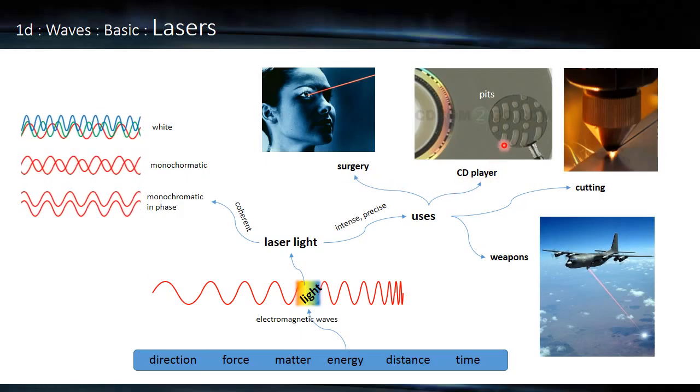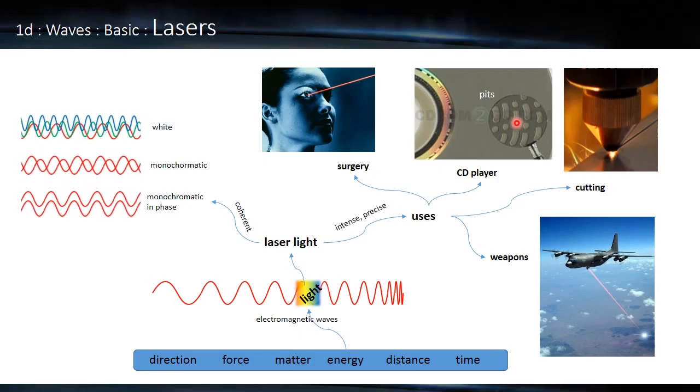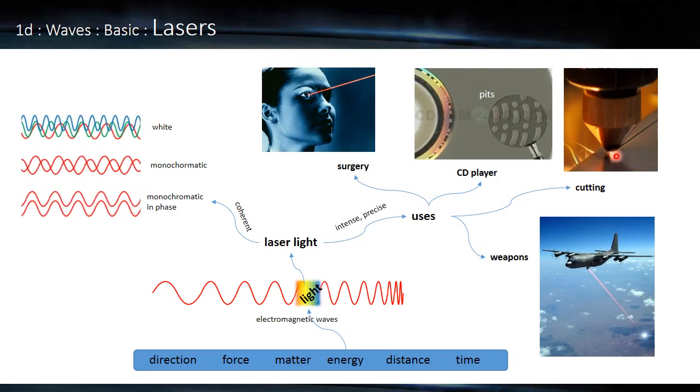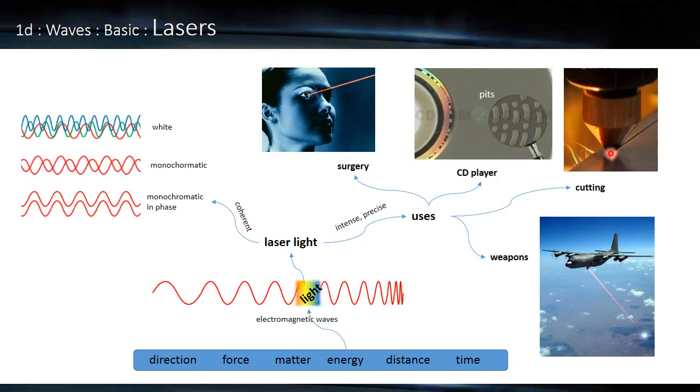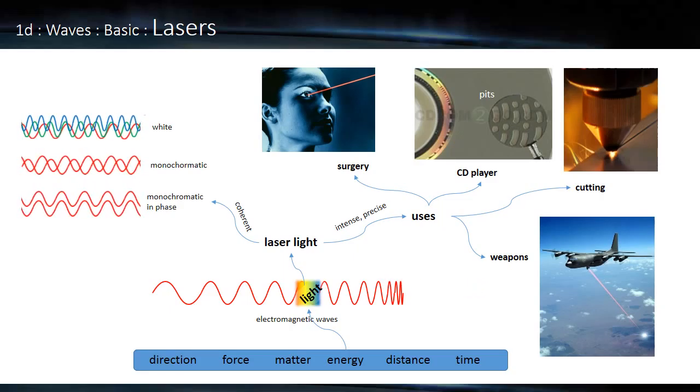It's used in CD players where we have these grooves and pits and the light bounces off and is received. Again, the intensity comes into play for cutting. We can concentrate a lot of energy, so something will melt or vaporize, and there are also military applications. So that's laser light.